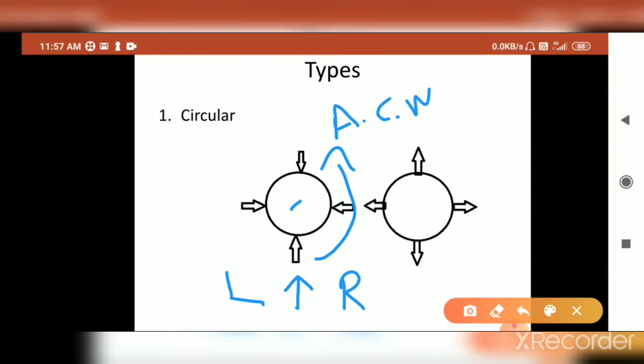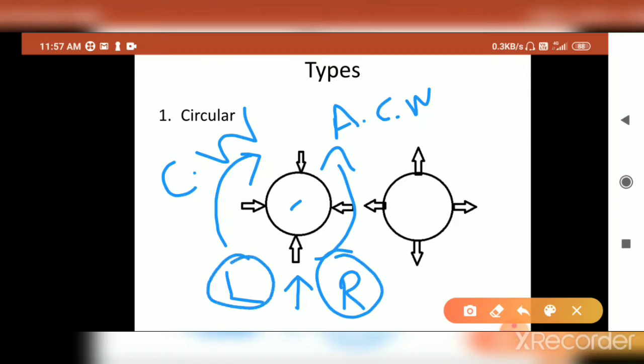Anti-clockwise becomes the right side. When you go this side, that means on your left side it becomes clockwise. You have to remember this. Don't replace right side with left, or left side with right. When you are facing the center, the right side is anti-clockwise and the left side is clockwise.